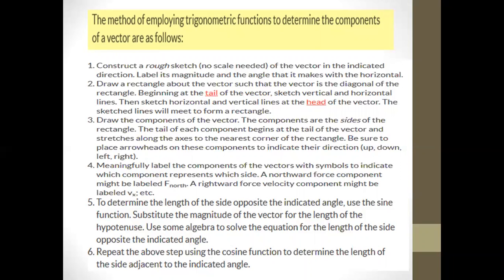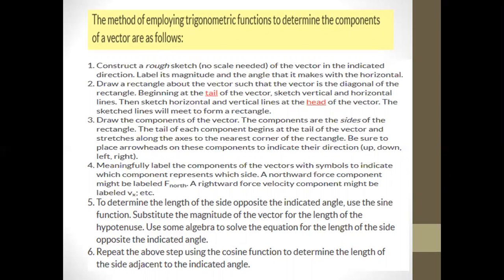The tail of each component begins at the tail of the vector and stretches along the axis to the nearest corner of the rectangle. Be sure to place an arrowhead on each component to indicate its direction: up, down, right, or left. Number four, label the components of the vector with symbols to indicate which component represents which side.